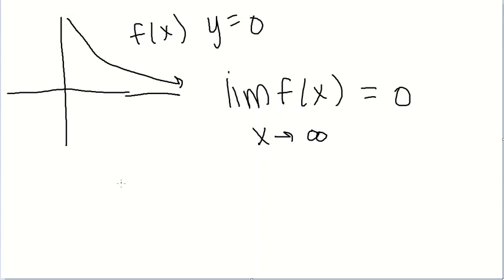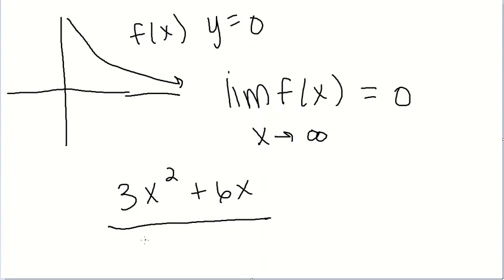So now let's think about a little bit more complicated. Let's say we have 3x squared plus 6x, all over 3x plus 4. And this is our g of x. And we want to know what is the horizontal asymptote, if any, of this function. So again, this is like asking what's the end behavior of this function? What's the limit of this function as x gets really, really big?